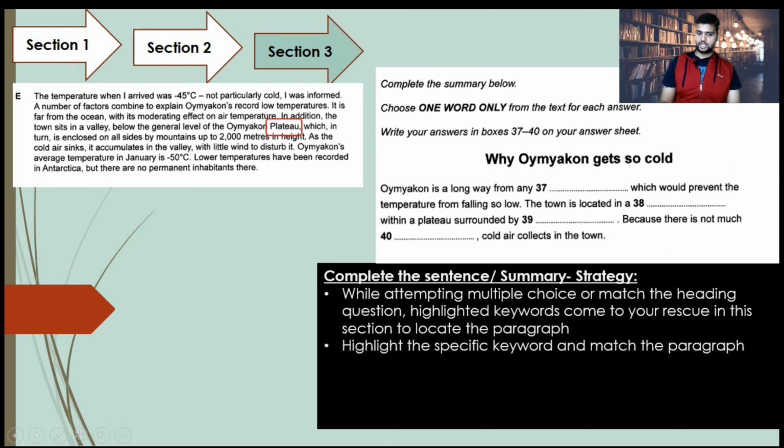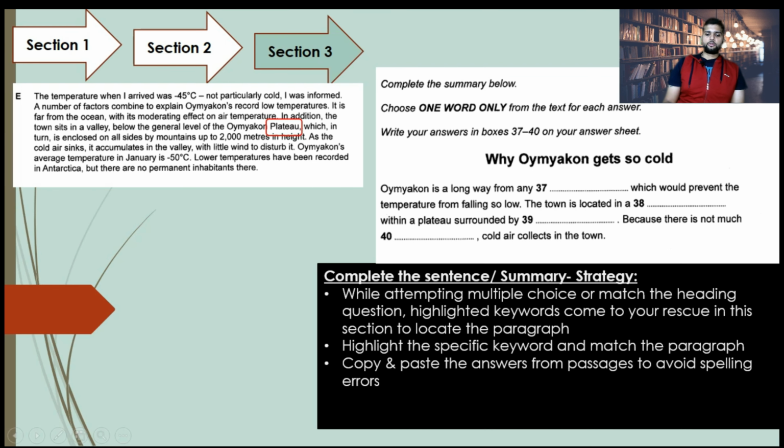Rather than going through each and every paragraph, you just highlight the specific keyword and match the paragraph. Now we have matched the paragraph. Next, copy and paste the answers from the passage to avoid spelling errors. Now you can search for the answers. Is long way from any, because over here I was informed a number of factors combined. Long way means it is quite far, or at a distance. The synonym is far or at a distance.